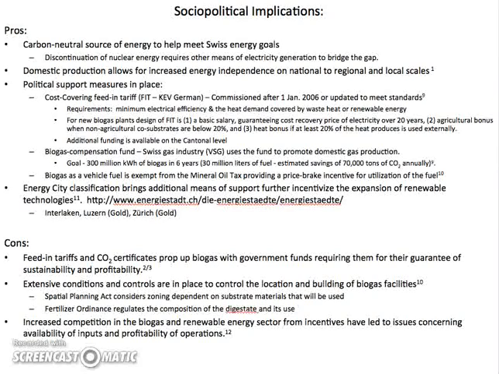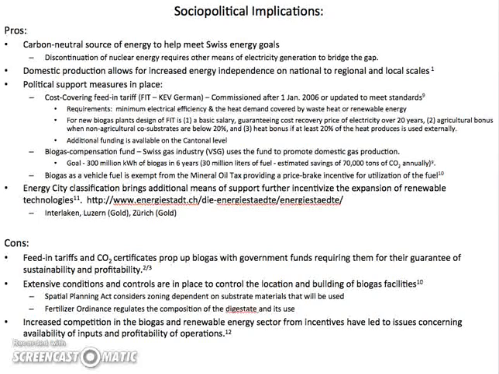I've provided a link right here that you can visit to see a list of all of the energy cities. Three that I found are Interlaken, Lucerne, which says that it's a gold city, and Zurich, which is also a gold city. Now, there are also some cons to discuss.